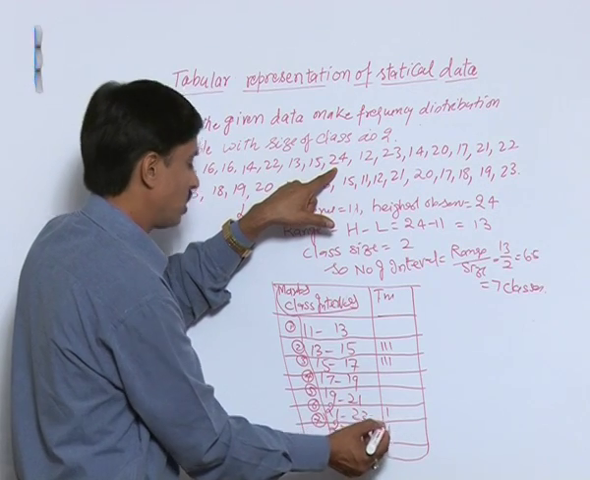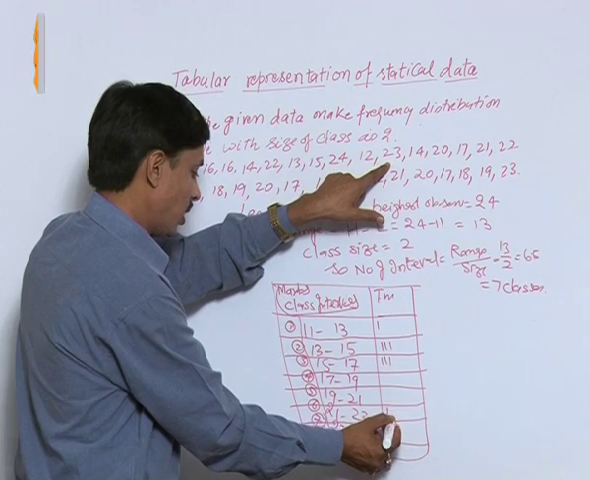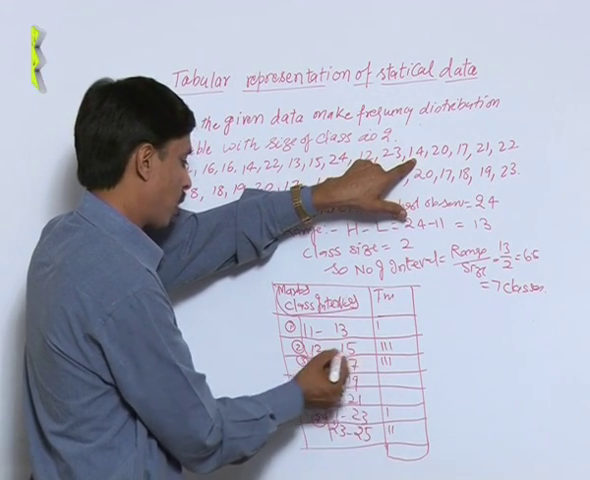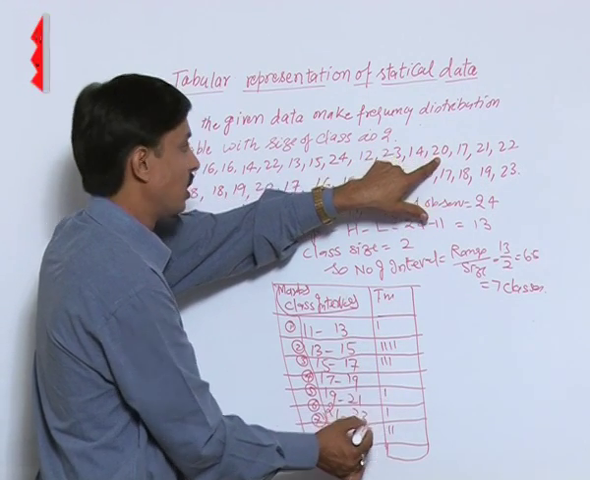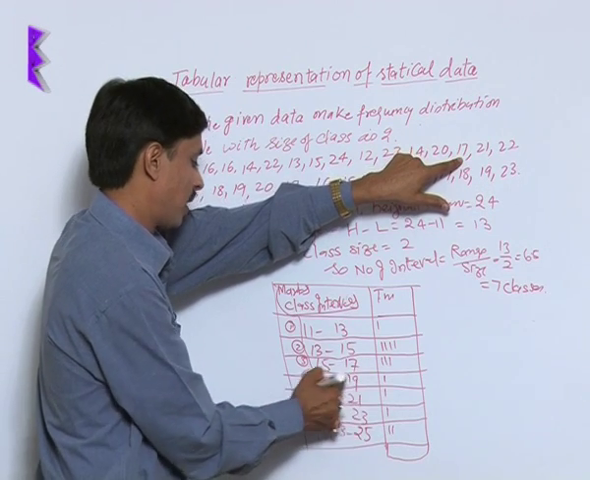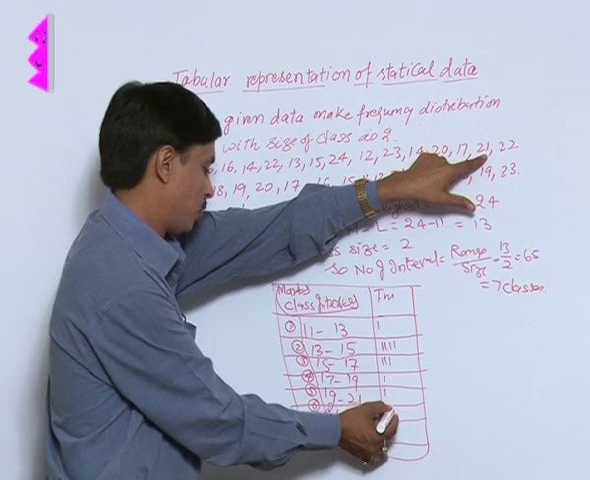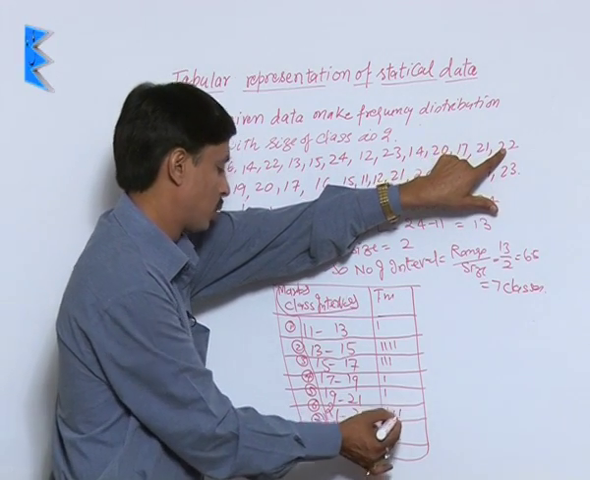24 is here. 12 comes in this group. 23 goes in the last, not here. Then 14 comes in this group. Then 20 comes in this group. 17 comes in this group, 17 to 19. 21 comes in this group. 22 comes in this group.